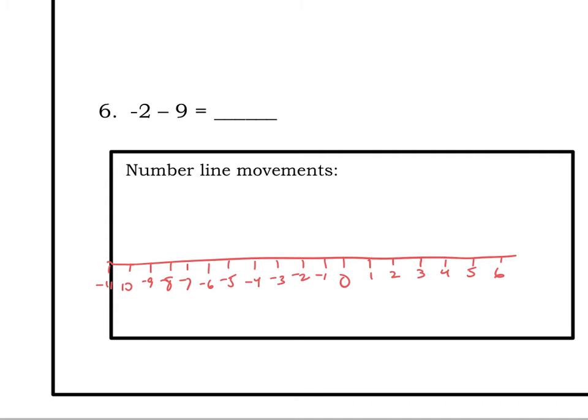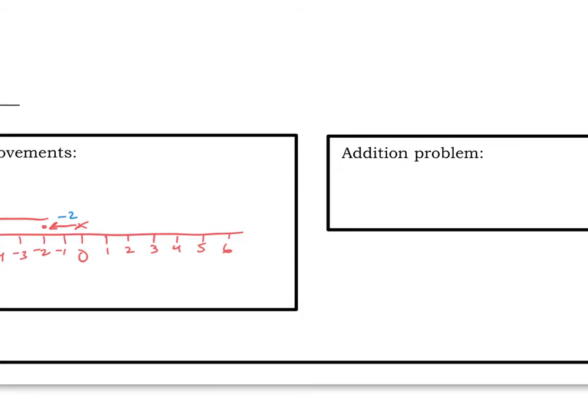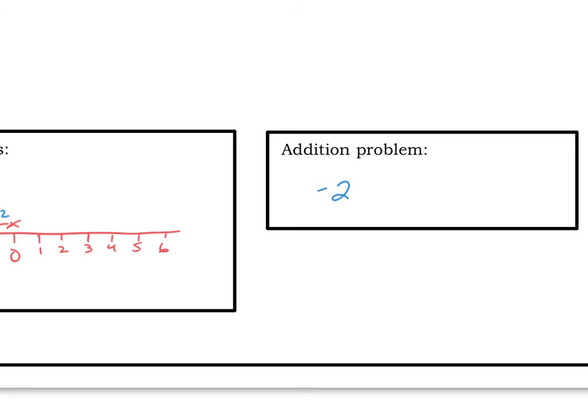All right, so negative 2 tells me first I move to the left 2. And then I'm going to move in the opposite of a positive 9 direction, which is a negative 9, which puts me all the way at negative 11. So I had my negative 2, then I had my negative 9. So my addition problem would be negative 2 plus negative 9.